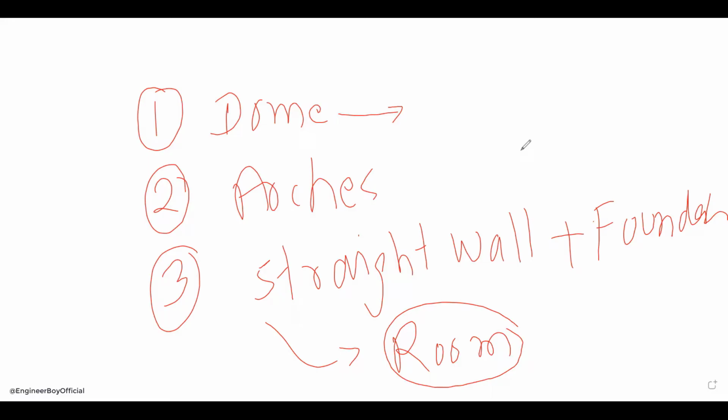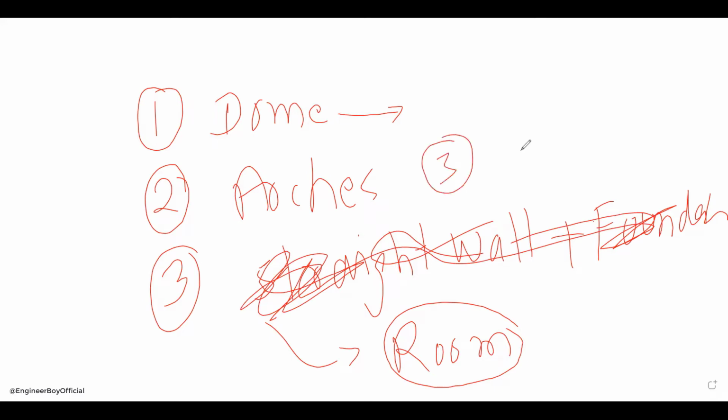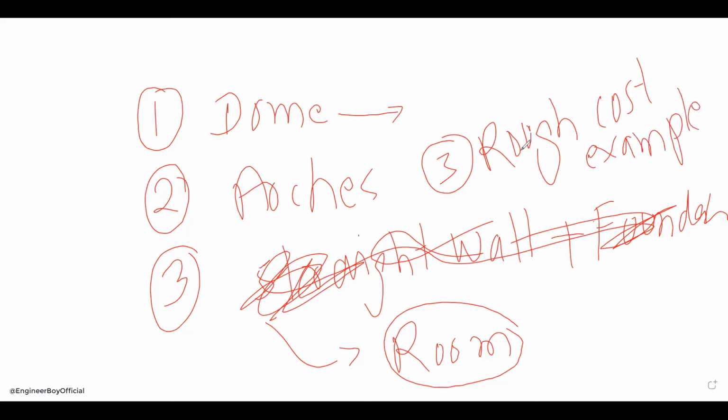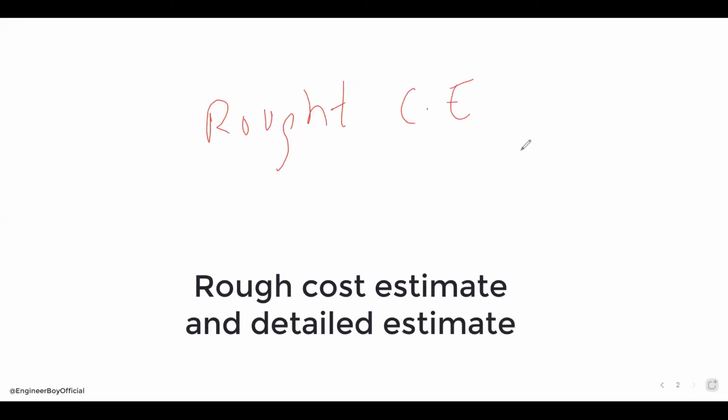And I think we should skip this straight wall and foundation as well. I would like to have the rough cost estimate instead of that. And we will have just an example, because there are two types of quantities: you can say quantity survey, or you can say estimation. One is known as the rough cost estimate, and the other one is known as the detail estimate.